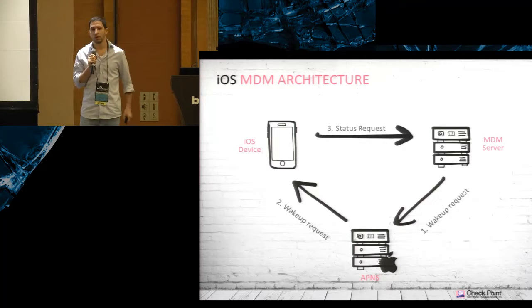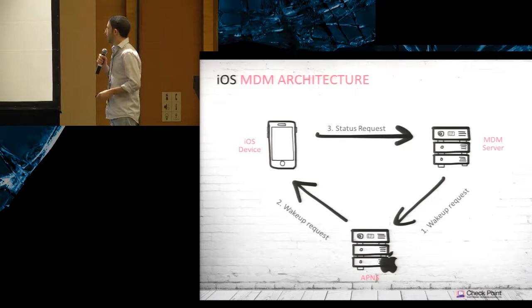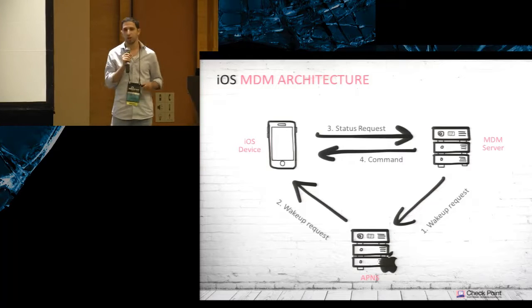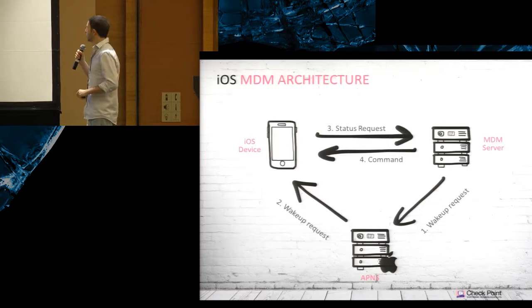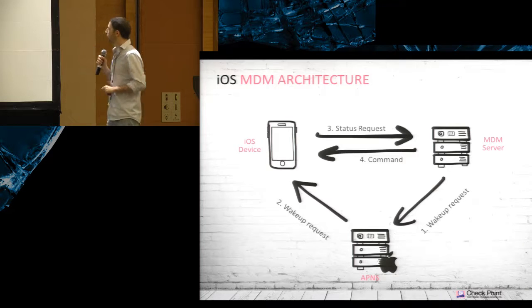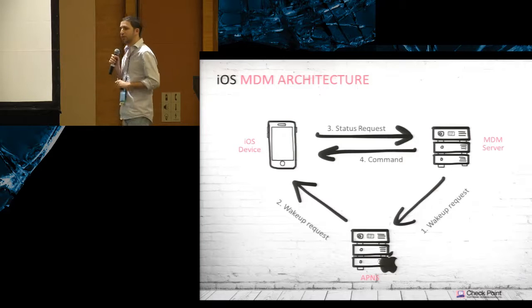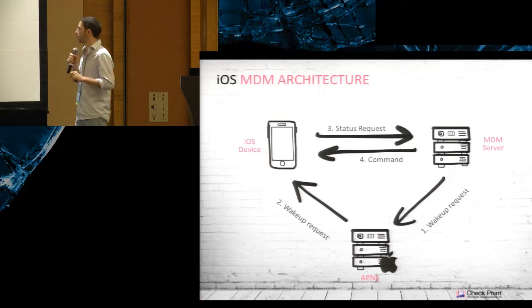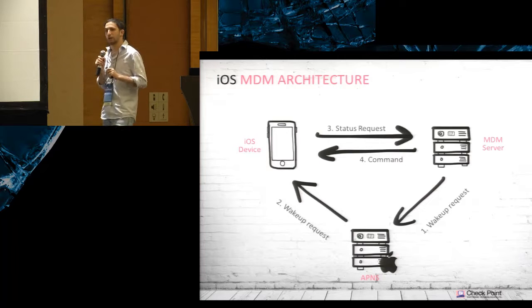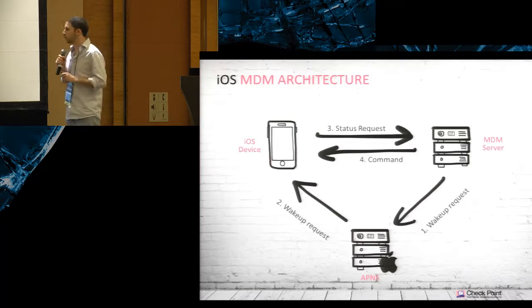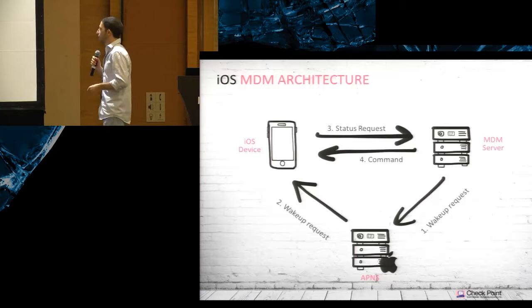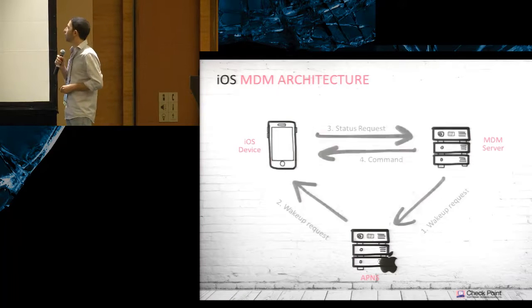And now the iOS device will talk with the MDM server, and the MDM server will respond with a command. And what's interesting here is that the communication between the MDM server and the iOS device is not using SSL pinning. And this is in contrast to almost every other iOS Apple service, which are using SSL pinning. SSL pinning is done in order to prevent a man-in-the-middle attack, meaning the communication between an iOS device and the MDM server is exposed to a man-in-the-middle attack.